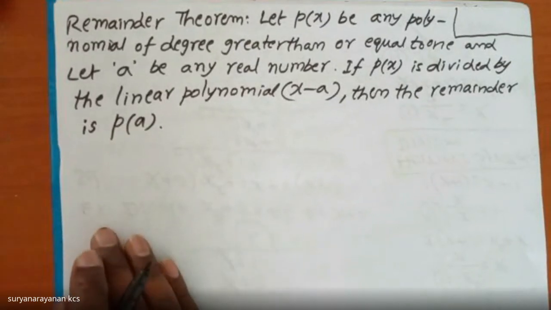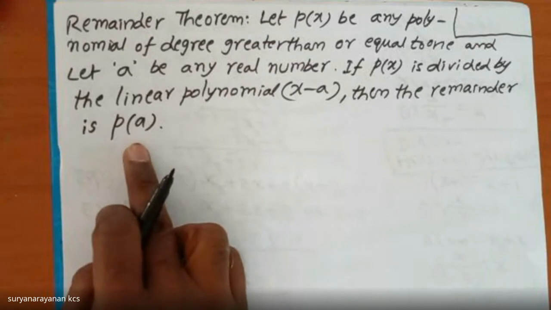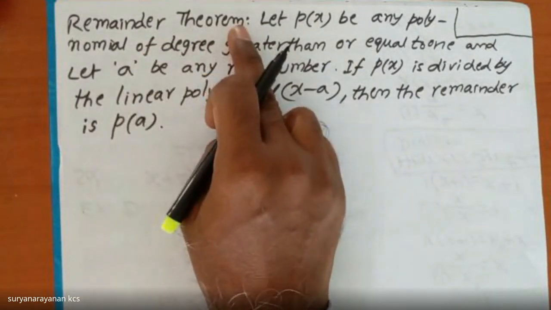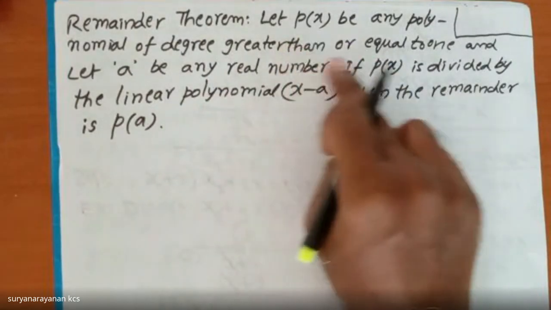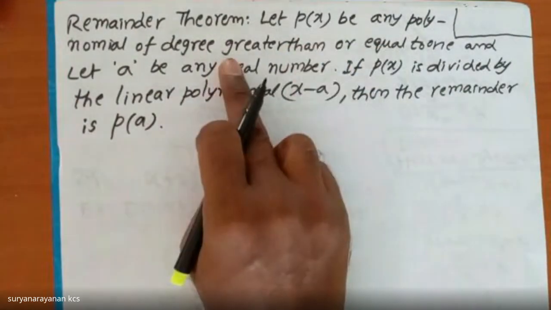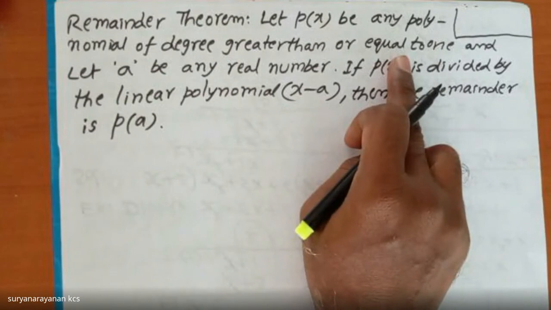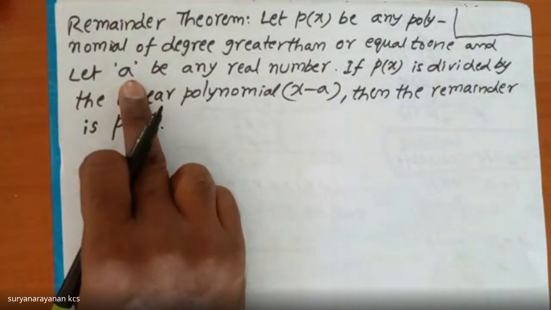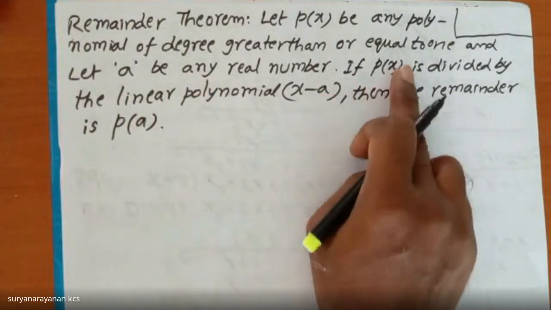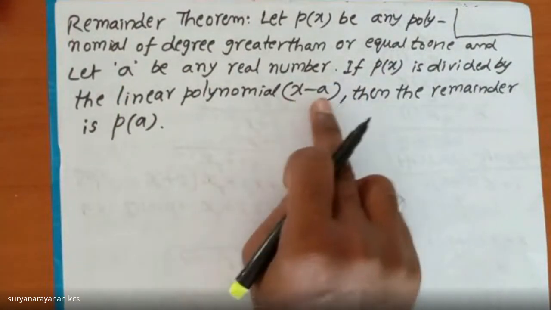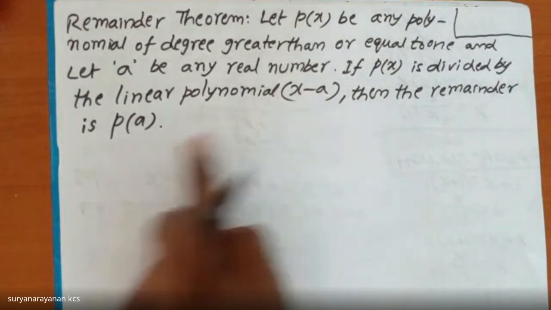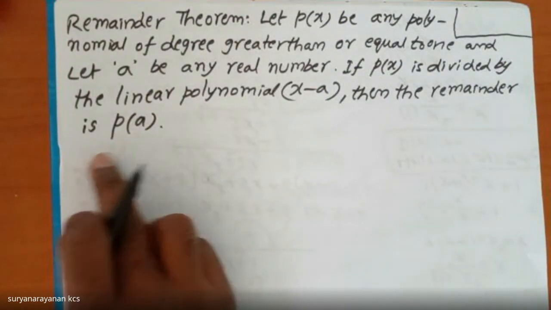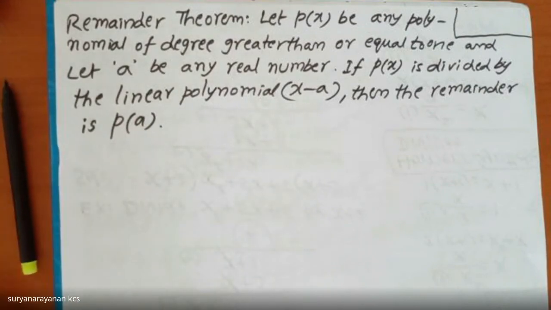Simply in a single line, we can find the remainder with the help of this remainder theorem. When you are dividing a polynomial of degree greater than or equal to 1, and a be any real number, then if you are dividing this polynomial P of X by x minus a, then the remainder is P of A. What is meant by P of A? Can you tell me the meaning of P of A?